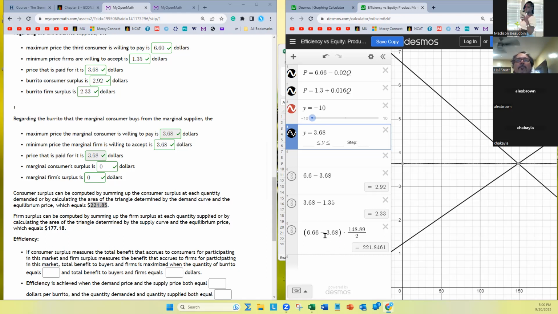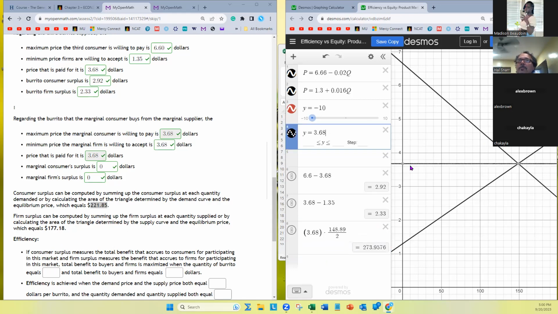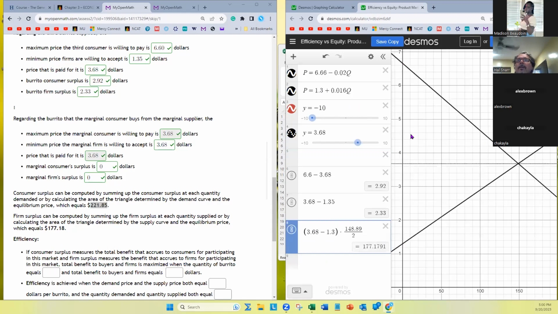And then to get the firm surplus, right? The firm surplus is the difference between the market price and the intercept of the supply curve. In my case, the intercept of the supply curve is 1.3. Again, you don't have to do this. I'm doing it for you, right? So the market price is, in my case, 368. My intercept of my supply curve is 1.3, right? And again, I multiply that by the quantity, and then it's a triangle, so I got to divide by 2. And I get 177.18. See that?